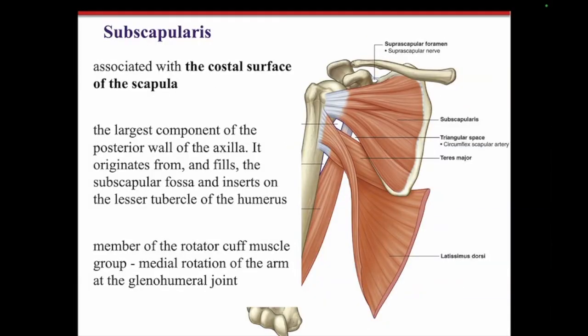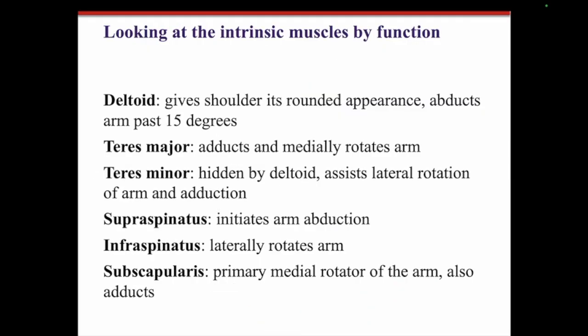The subscapularis is anterior and attached to the humerus, and it also stabilizes the glenohumeral joint because it is part of the rotator cuff, but it is important for the medial rotation of the arm. So this is a very important slide once you pass the identification, because you're going to get so many words and so many different functions that it may be very difficult for you to navigate.